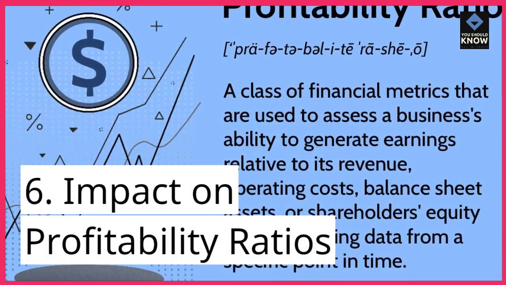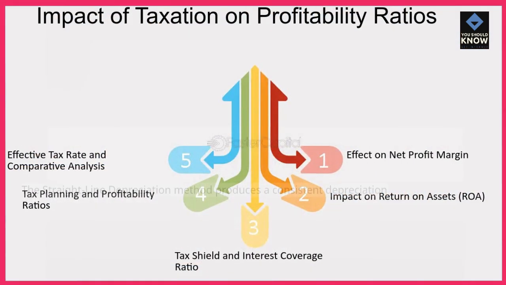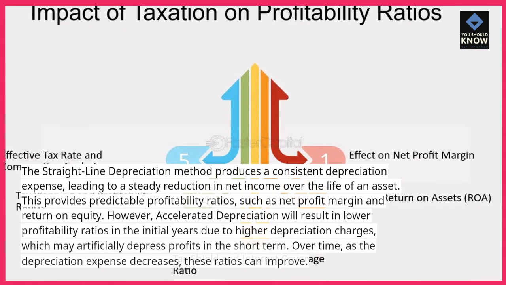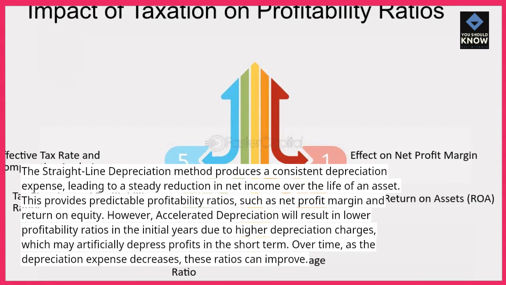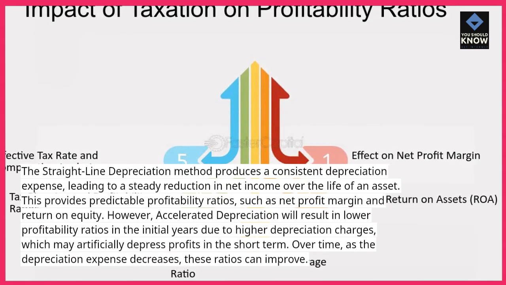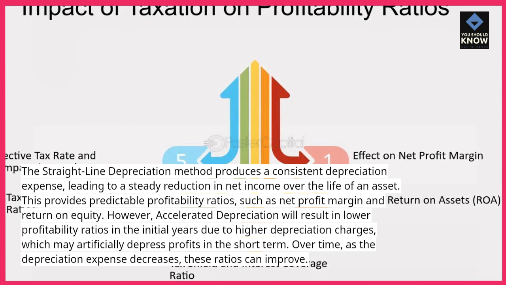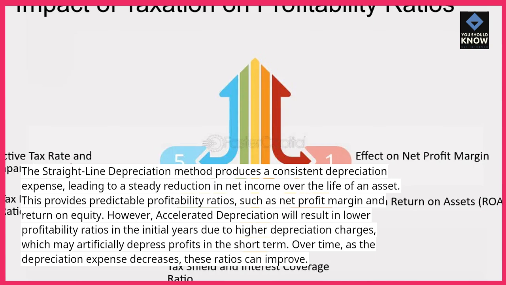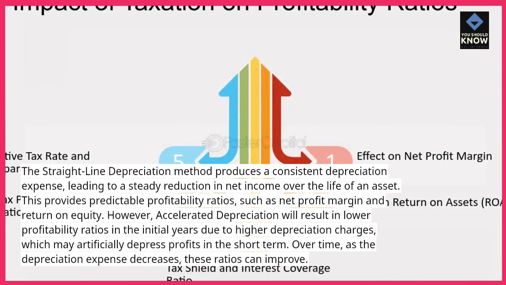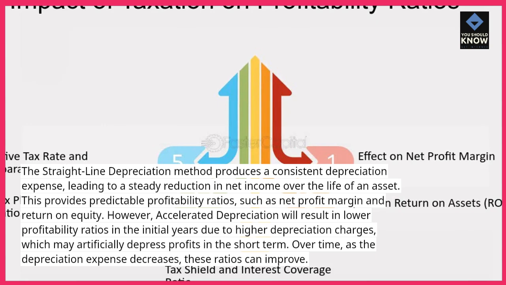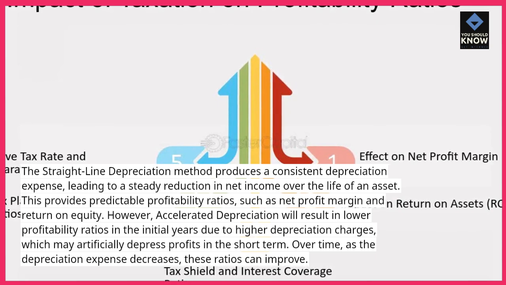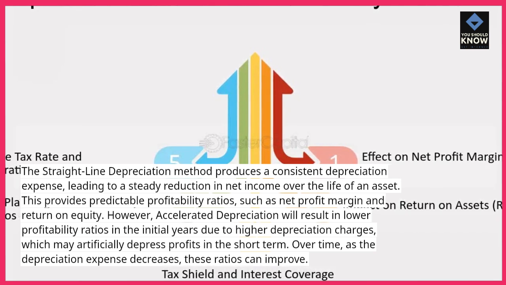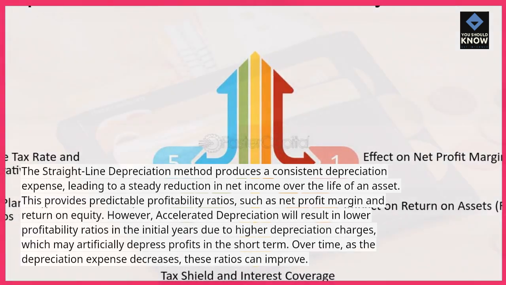6. Impact on profitability ratios. The straight-line depreciation method produces a consistent depreciation expense, leading to a steady reduction in net income over the life of an asset. This provides predictable profitability ratios, such as net profit margin and return on equity. However, accelerated depreciation will result in lower profitability ratios in the initial years due to higher depreciation charges, which may artificially depress profits in the short term. Over time, as the depreciation expense decreases, these ratios can improve.